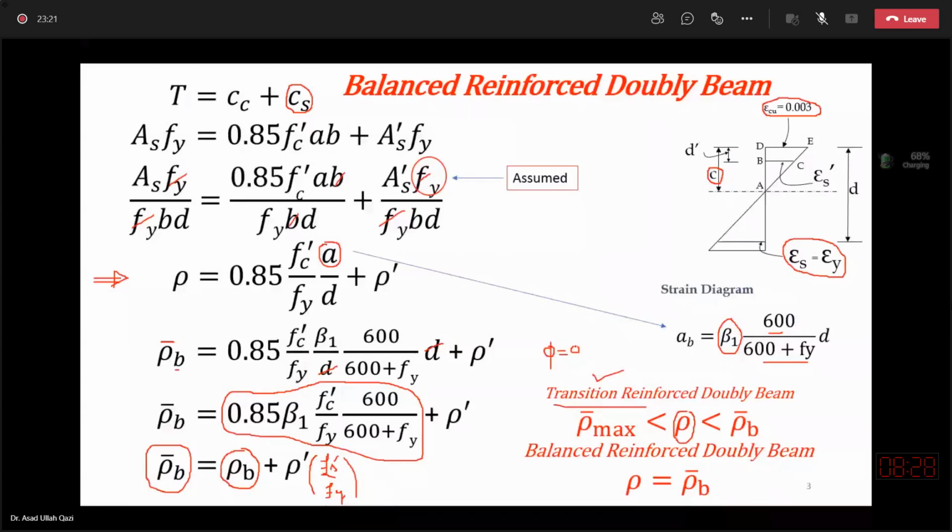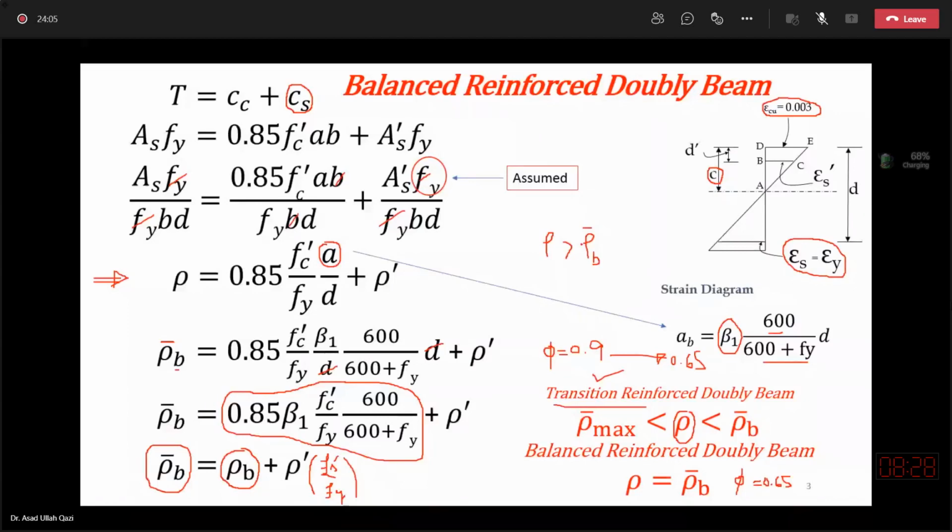If by chance our rho comes out to be exactly equal to rho balanced, again phi will be 0.65, because on balanced failure the capacity reduction factor is still 0.65. And if suppose rho comes out to be greater than rho bar balanced, it means we are in the over reinforced domain, which is highly unacceptable because that beam will be brittle in failure, and even in doubly beams we can't allow such beams which are giving us little or no warning.